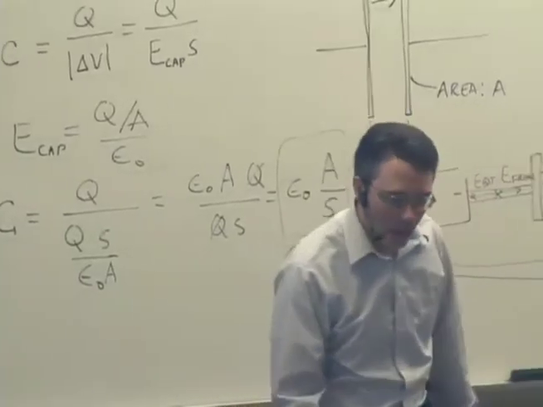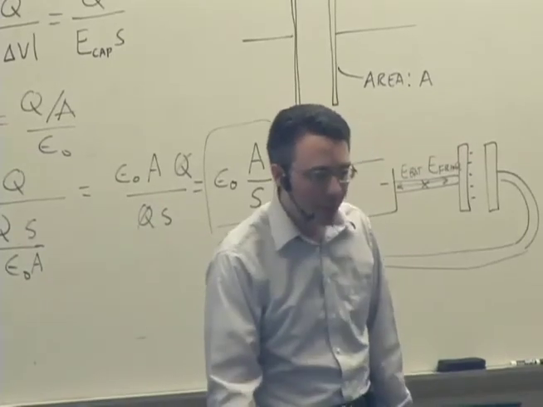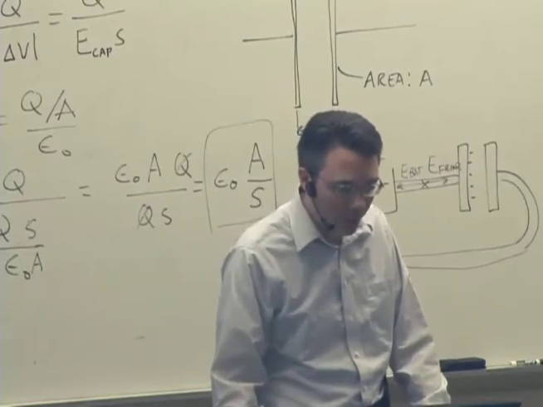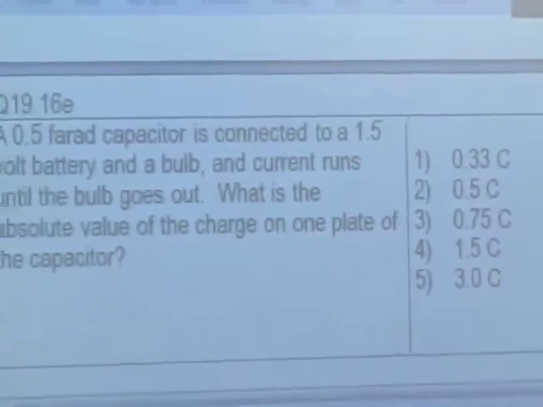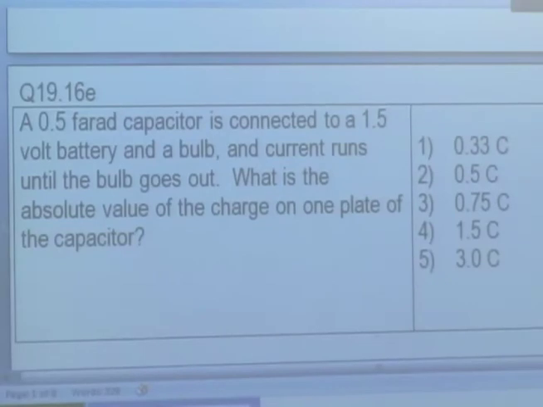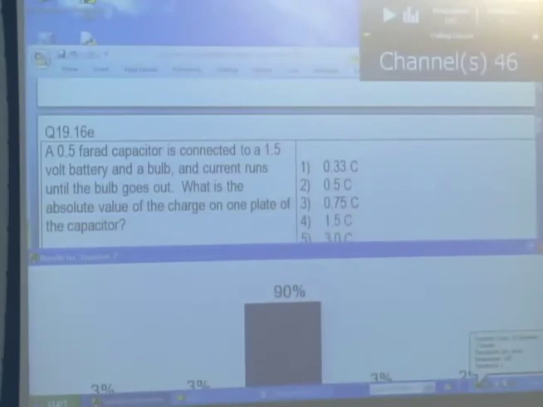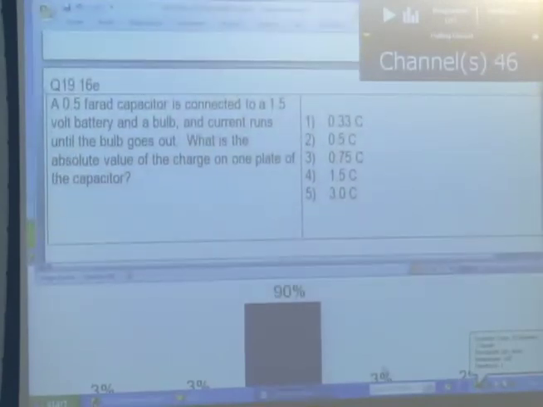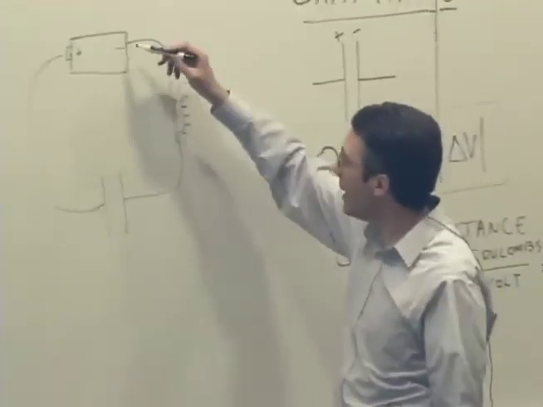Okay, let's try a quick calculation, real simple. You have a 0.5 farad capacitor connected to a 1.5 volt battery and a light bulb, and the current runs until the bulb goes out. What's the absolute value of the charge on one plate of the capacitor once we've finished charging it up? Okay, it's got to be 0.75 coulombs, right? Just plugging this in. This is simple, just plug and chug.